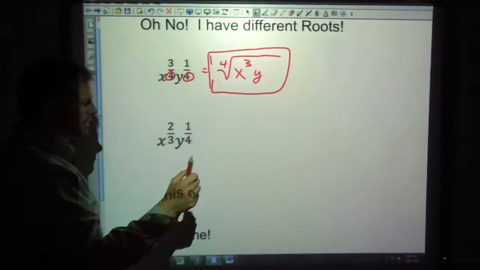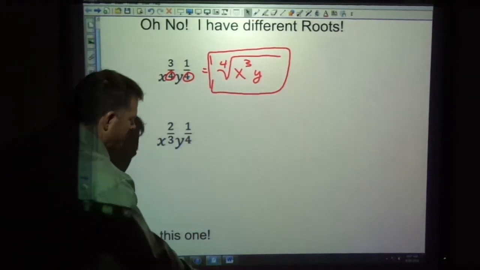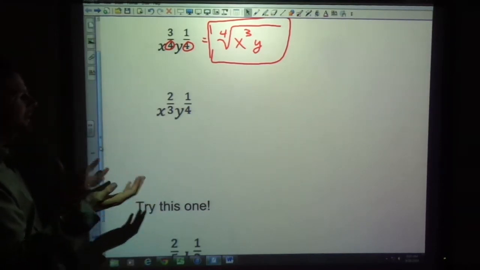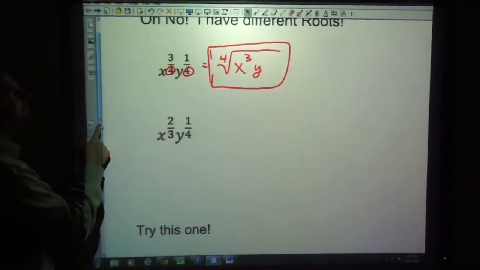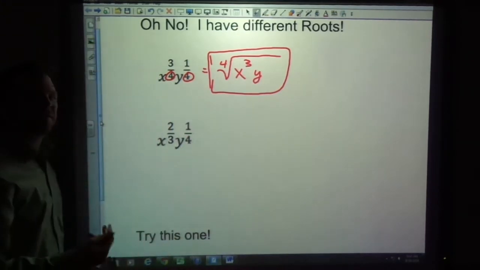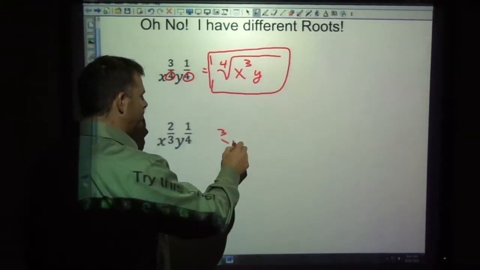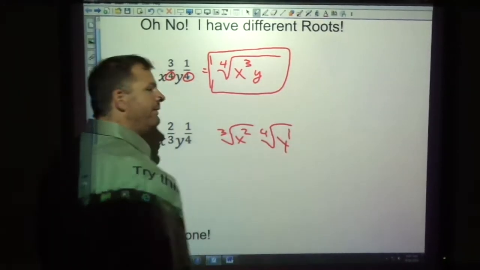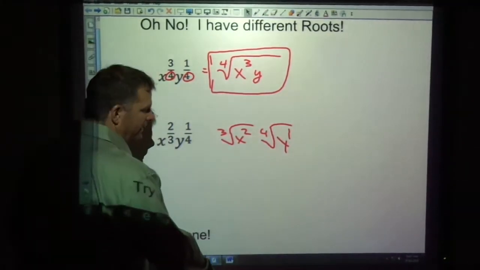Easy. Finished. No problem. But then I work along and I get to something like this and I say, oh no! I have different roots. What do I do? One's a 3 and one's a 4. I need to have the same thing. It's not okay to just write this. That's not an acceptable simplified solution.